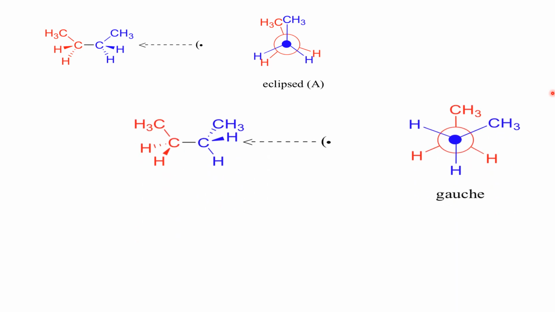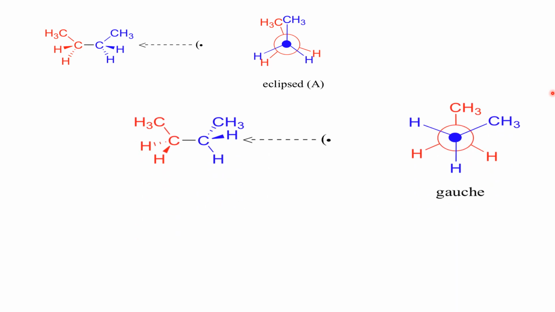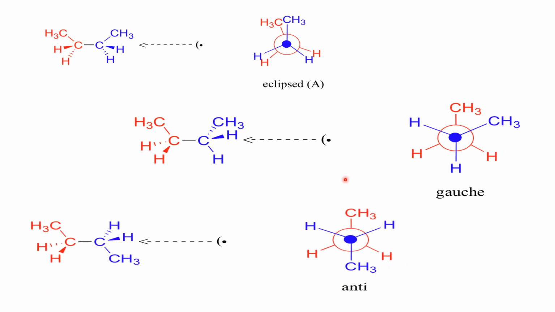Now see the next one, that is one of the gauche forms. See here, in this case, this CH3 group is lying between the CH3 group and the hydrogen atom. From the wedge, broken lines and thick lines, you could easily make it out. So this is one of the gauche forms in which the CH3 group is lying between the CH3 group and the hydrogen atom. And see the third one, that is the extreme case, the anti form.